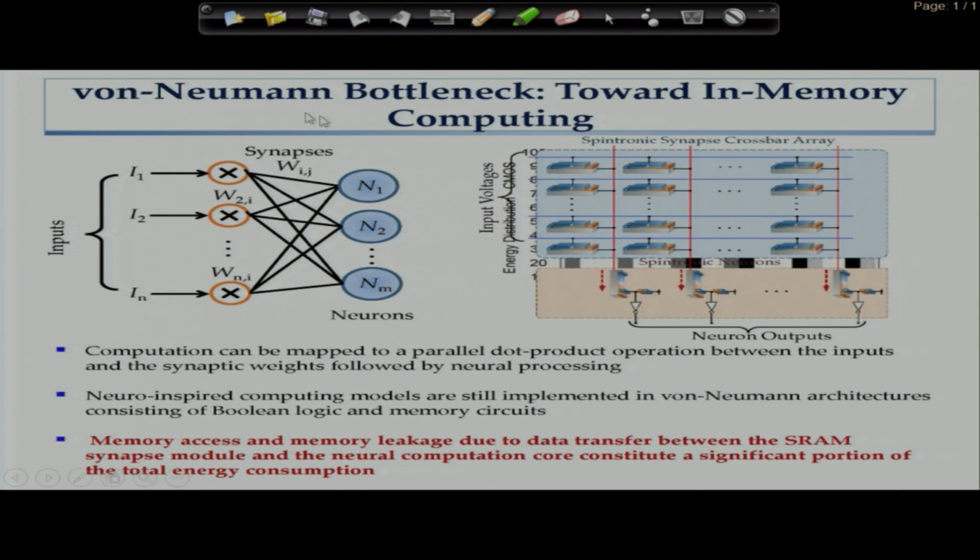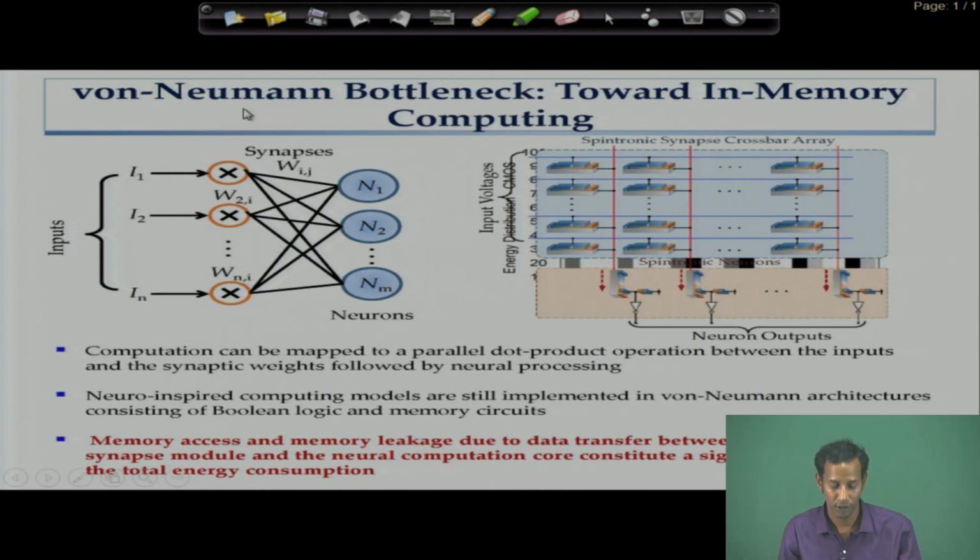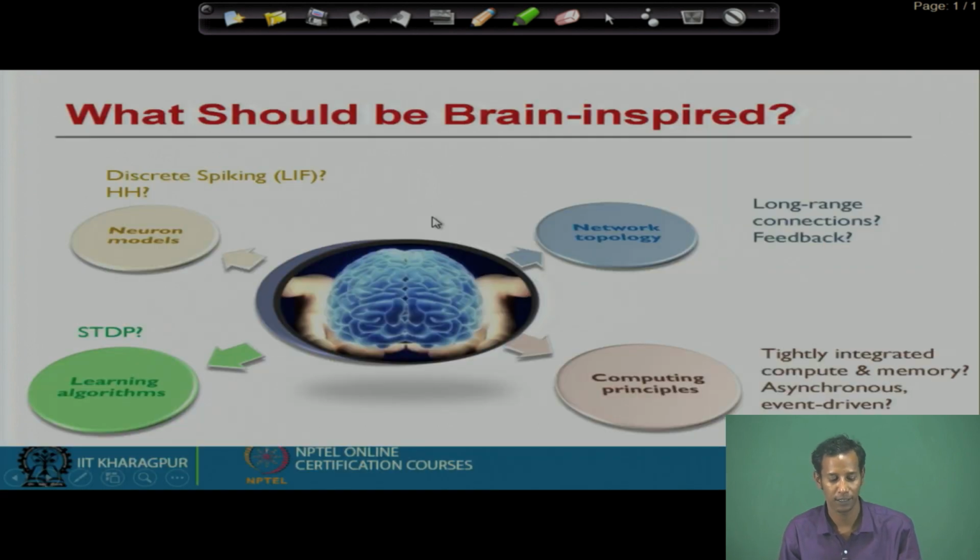So, the generic von Neumann architecture, that means the processor architecture, has a bottleneck for memory access which consumes a lot of power. That is why in future we need in-memory computing, which will be much more efficient for artificial intelligence hardware development.